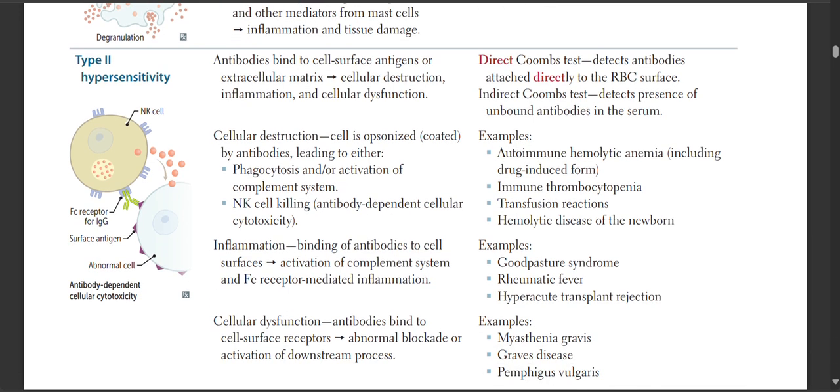Next, we have the type 2 hypersensitivity reaction. Now, for type 2 hypersensitivity reaction, think about an antibody. Think about only the antibody. Now, what do you guys say? What does an antibody do?